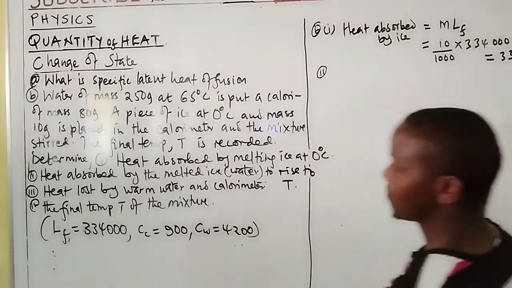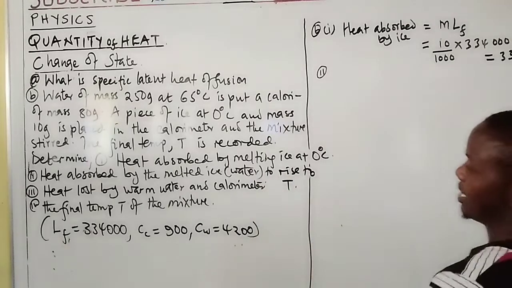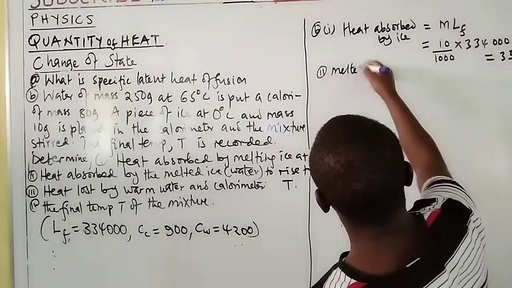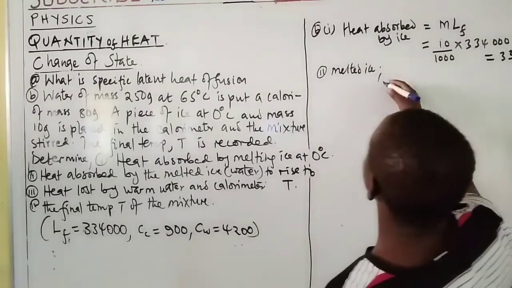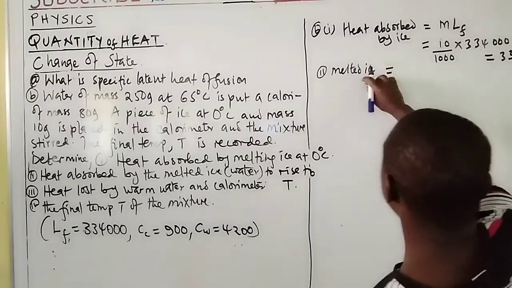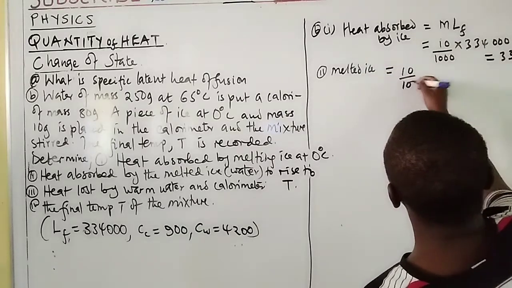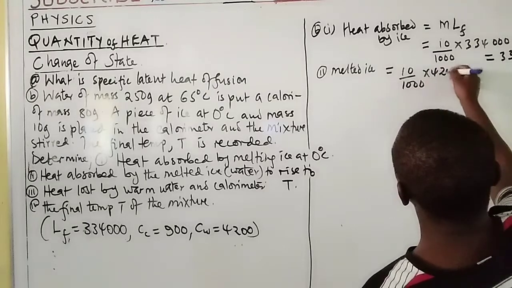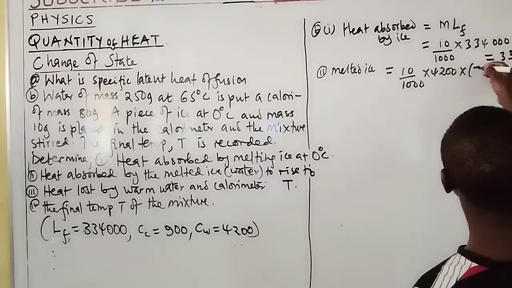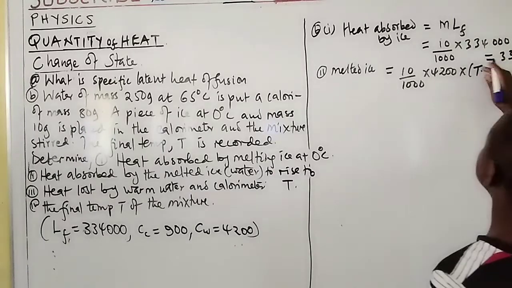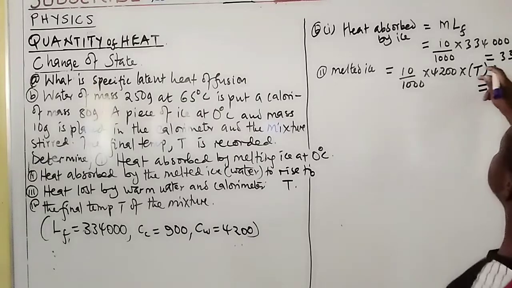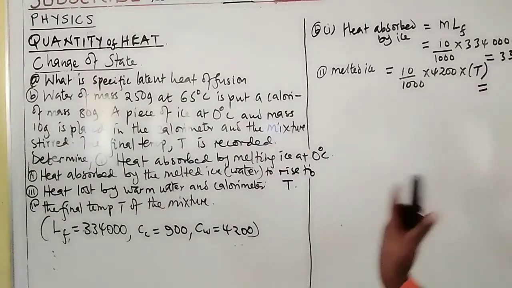Then number 2, the heat absorbed by the melted ice. Now it has melted, so it has become water. Therefore the heat absorbed by the water which has melted from the ice will be mass times specific heat capacity times change in temperature. The change in temperature is from 0 to T, so T minus 0 just remains T.